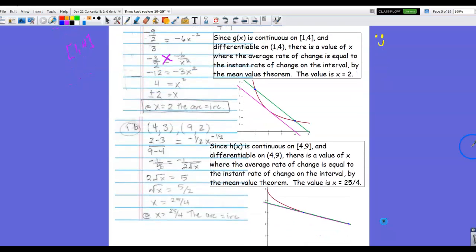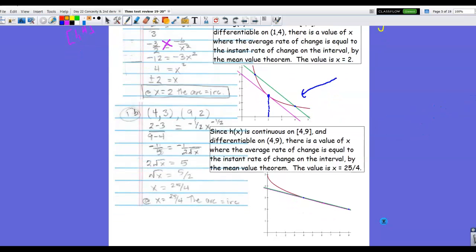Then you can see down here that I created the graph. I only needed the right-hand side of 6 over x, so this is the graph of 6 over x. I drew the secant line in green right here, and then the tangent line is going to be parallel to that. And if you look at that right here, if you go up from 2, you can see that the purple tangent line is tangent at x equal to 2.